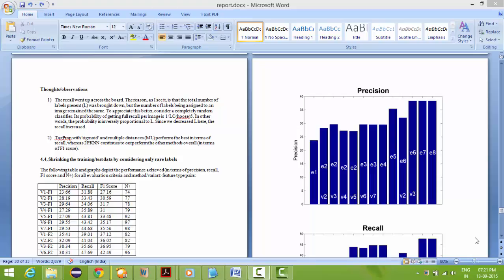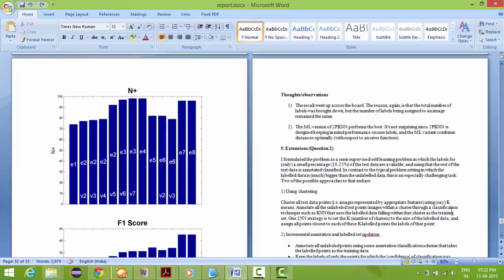In 4.4, we had to shrink the training and testing data by considering only rare labels. Here again, the recall went up across the board for the reason I just mentioned in the previous case. As far as the performance is concerned, the ML version of 2PKNN does the best. It's not surprising because 2PKNN is designed keeping in mind performance on rare labels, and the ML variant combines distances optimally.